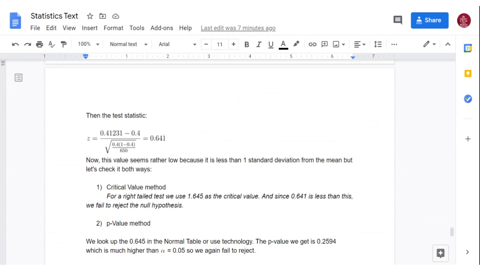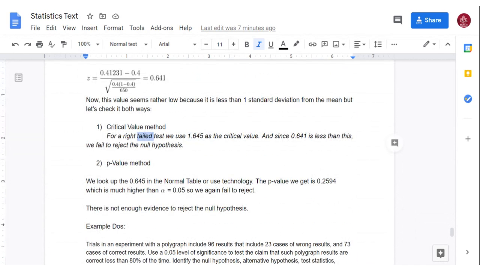All right. So the critical value for 0.05 is 1.645. And since that's greater than this, we're going to fail to reject. This is the way they usually do it when they draw it out. They use the critical value method. But let's also do the lookup in the calculator. 0.641.